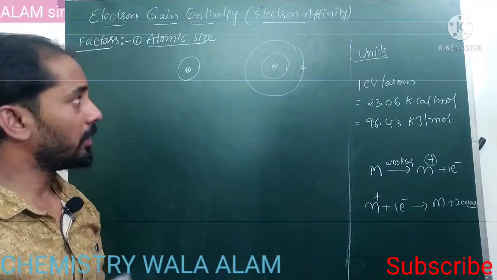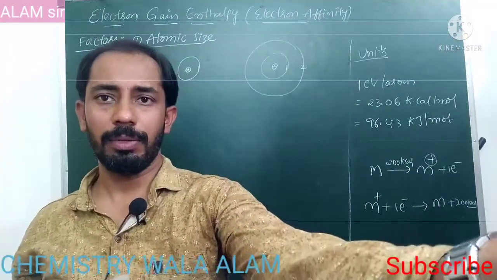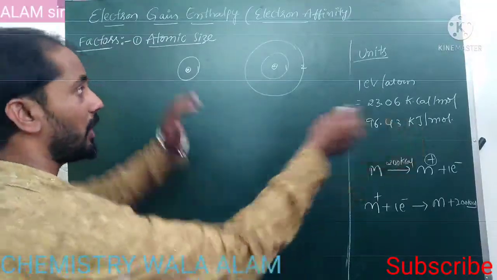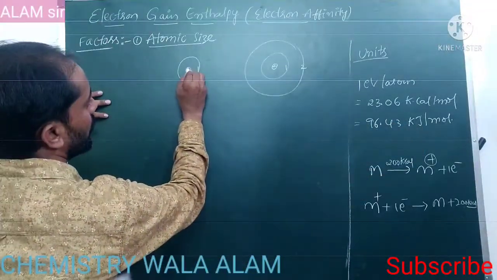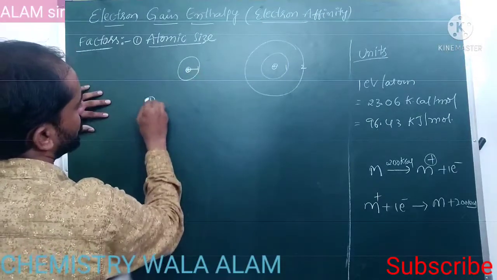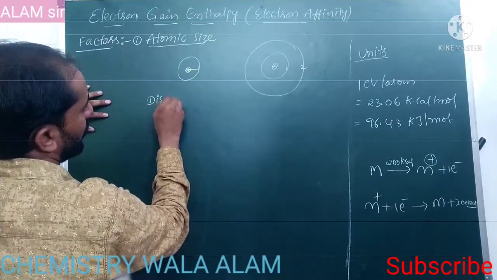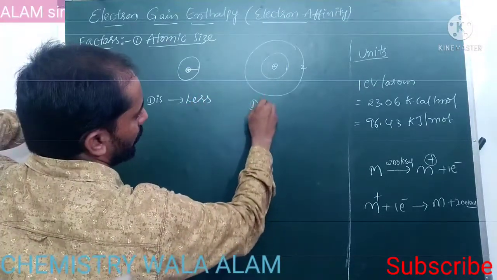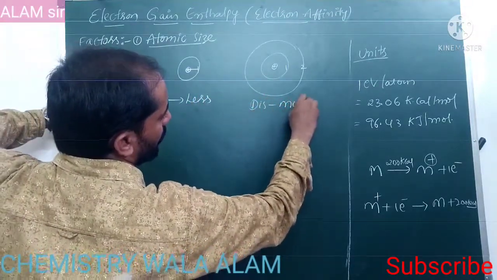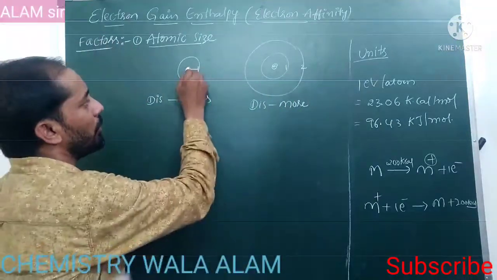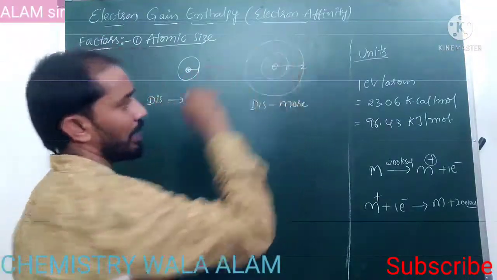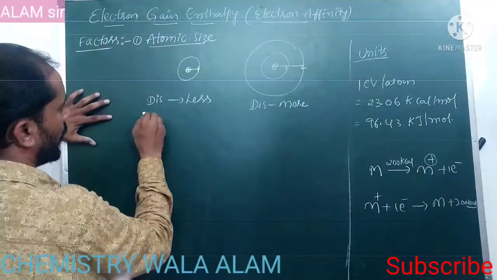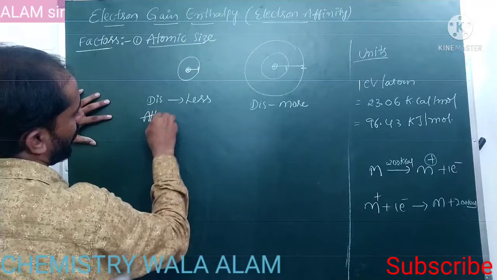Okay, right. In the first video I explained about atomic sizes, screening effect, shielding effect, all of it. So if you see here, the distance is less, here the distances are more. Distance means nucleus to valence electron. Okay, right. When distances are less, what about the attractions?